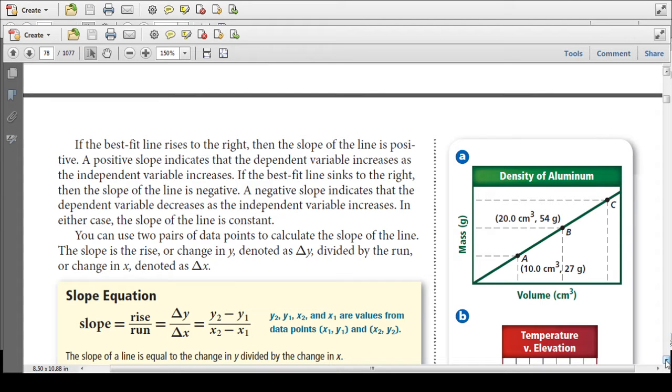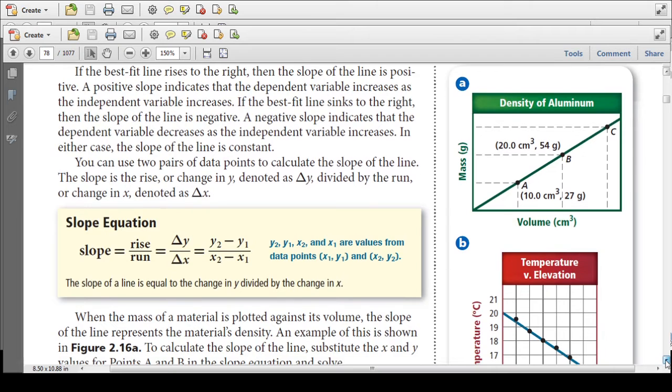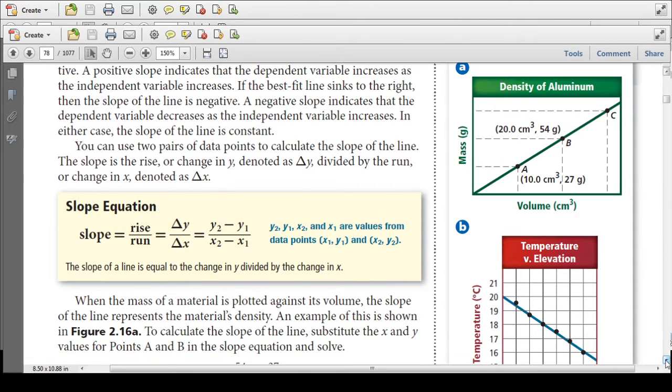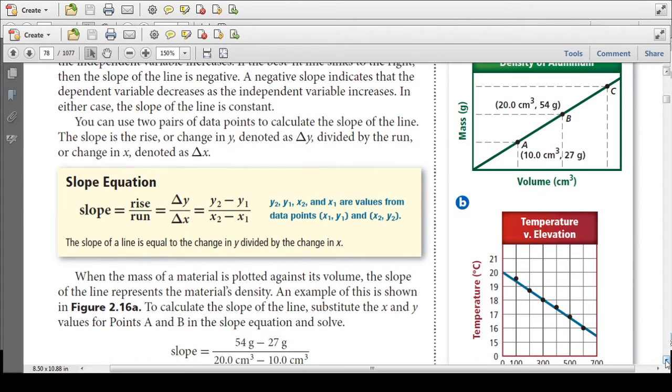If the best fit line sinks to the right, then the slope of the line is negative. A negative slope indicates that as the independent variable increases, we should see a decrease in the dependent variable. In either case, the slope of the line should be constant. You can use two pairs of data points to calculate the slope of the line. The slope is the rise, or the change in y.